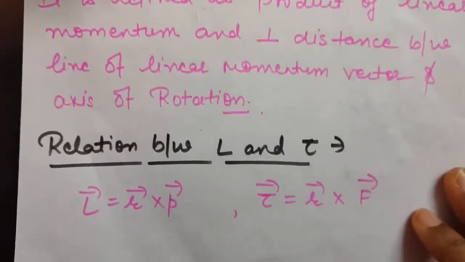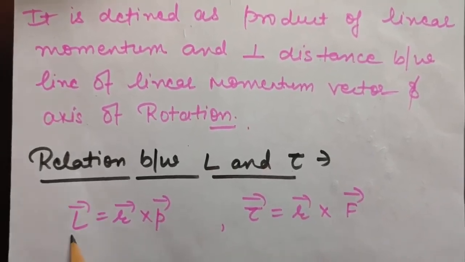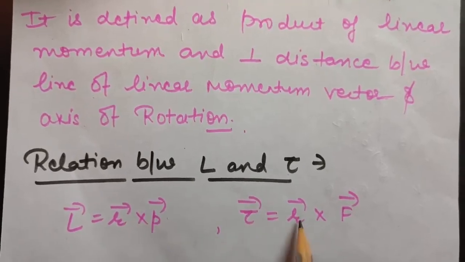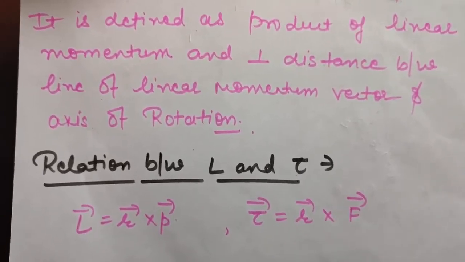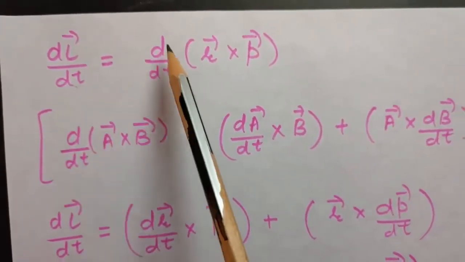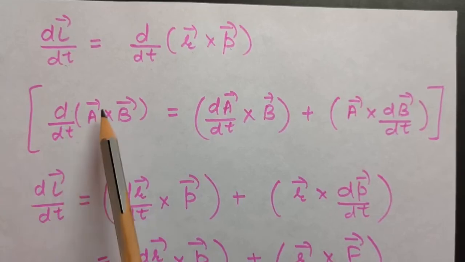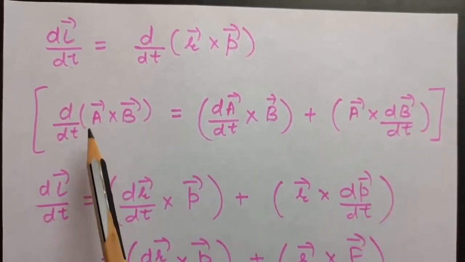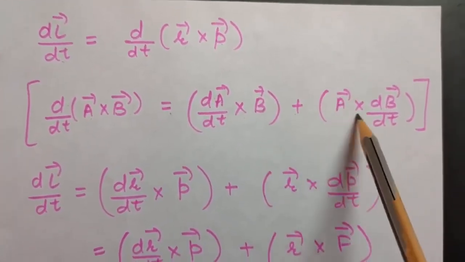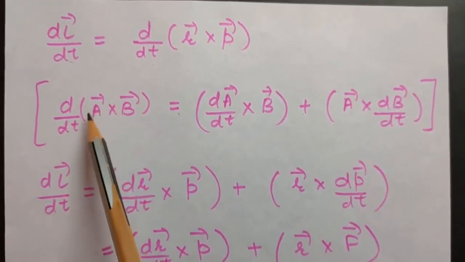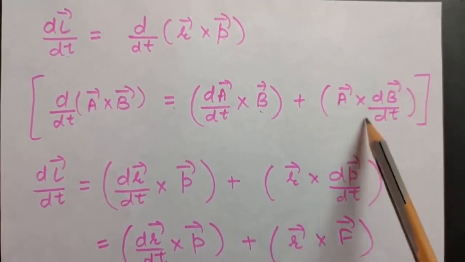Okay, so now let us see a relation between angular momentum L and torque. So we have two relations now, that is L is equal to r cross p and torque is equal to r cross F. Let us differentiate this with respect to t. So dL by dt will come to be d by dt of r cross p. Now there is a formula of cross product, the general formula that I am telling: d by dt of a cross b is equal to dA by dt cross b as it is, plus a as it is cross dB by dt. That is, one time you differentiate a, b remains as it is, plus second time a remains as it is and you differentiate b.